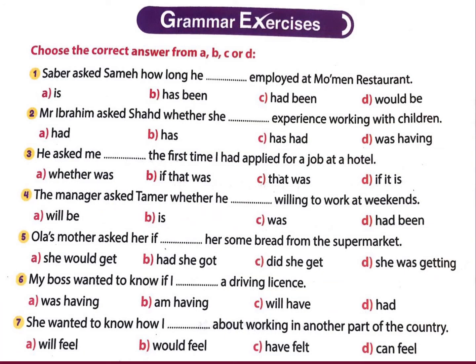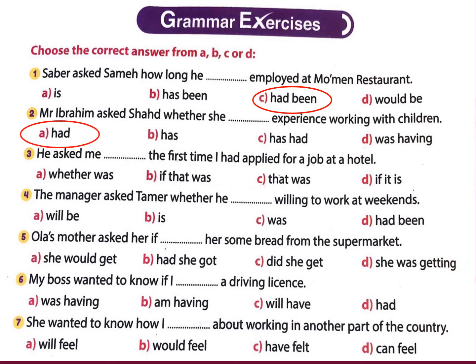Okay, now let's practice. Choose the correct answer from A, B, C, or D. Number 1. Saber asked Sameh how long he (blank) employed at Mu'min restaurant. How long he had been. Number 2. Mr. Ibrahim asked Shahd whether she (blank) experienced working with children. Whether she had, whether she has had, or was having. Very good, had.